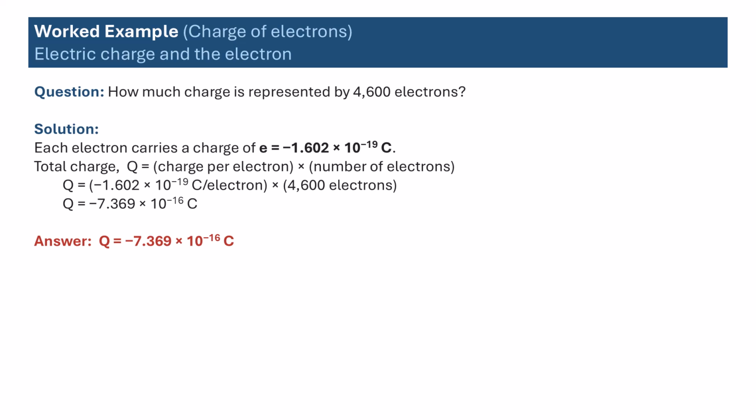Several important observations should be noted. First, the result carries a negative sign because electrons are negatively charged. Second, the magnitude of this charge is extremely small, of the order of femtocoulombs, which reflects the fact that the coulomb is a very large unit of charge relative to the charge carried by a single electron. For context, it takes approximately 6.24 times 10 to the power of 18 electrons to constitute a charge of 1 coulomb. Third, the technique of multiplying a charge per particle by a number of particles is directly applicable to both electrons and protons, as you will see in the next example.